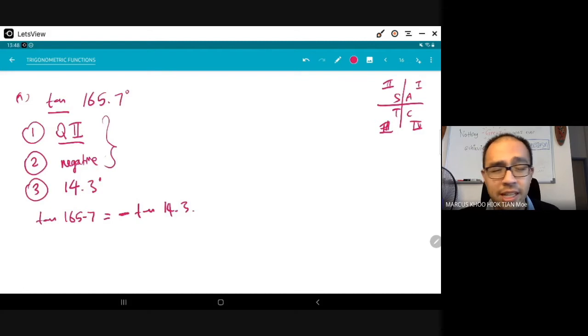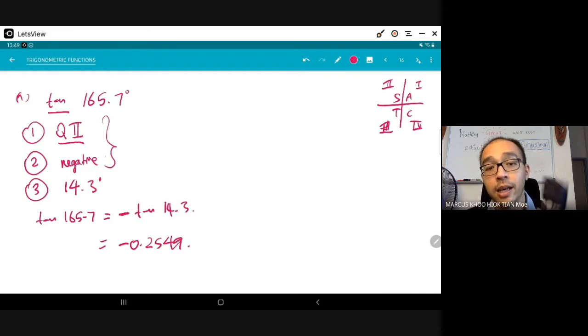I'm going to say this again and again, very, very important. Then you can press your calculator. Up to you. If you want to press negative tangent 14.3, you will get the answer negative 0.2549, to 4 decimal places.